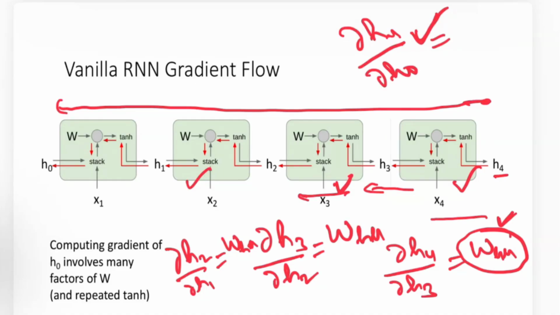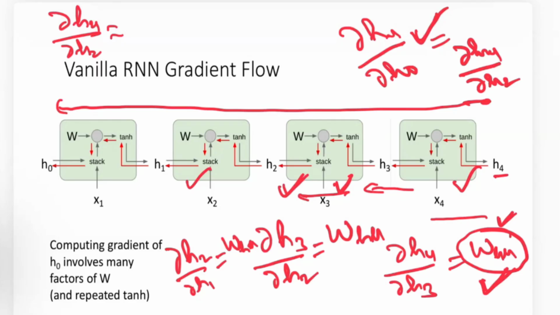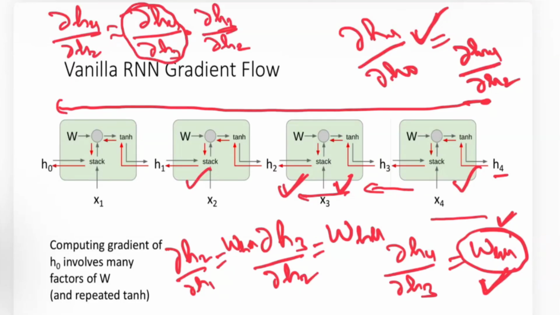For this part, suppose you got del h4 by del h3, that is your W_HH. But once I reach this point, I'm finding del H4 by del H2, and I'll apply the chain rule: del H4 by del H3 into del H3 by del H2. This is your upstream gradient, and this is your local gradient. What is your upstream gradient in this case? You have W_HH. And what is the local gradient?